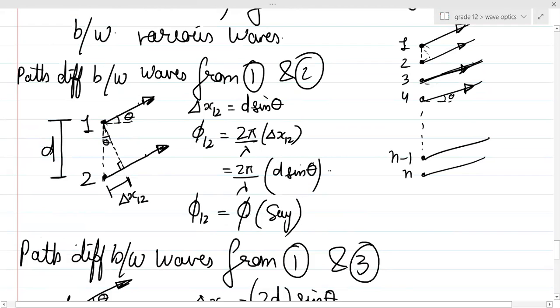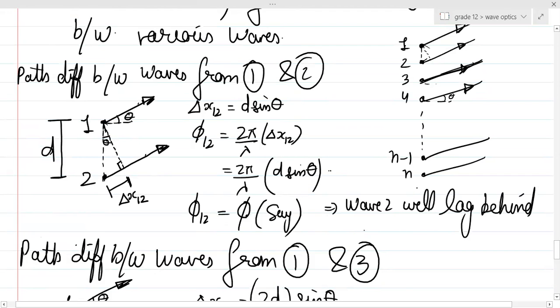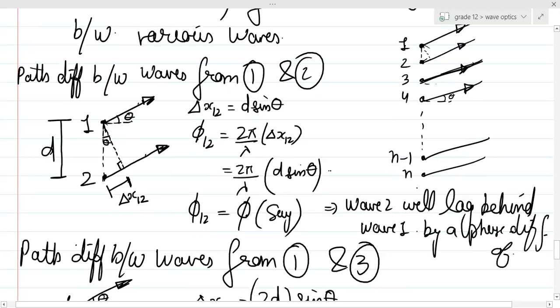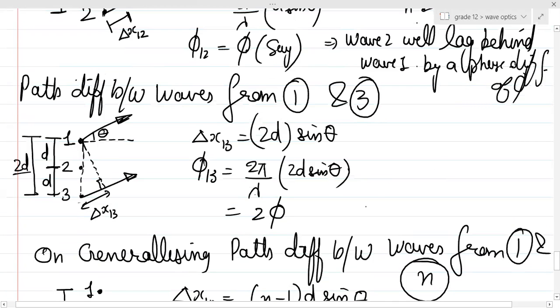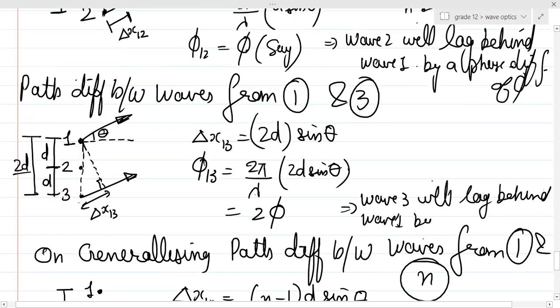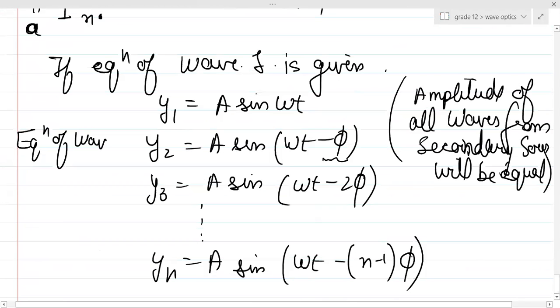Please remember, wave 2 will lag behind wave 1 by a phase difference of phi. Similarly, wave 3 will lag behind wave 1 by a phase difference of 2 phi, and similarly the nth wave will lag behind by n minus 1 times phi. So is this clear, guys?